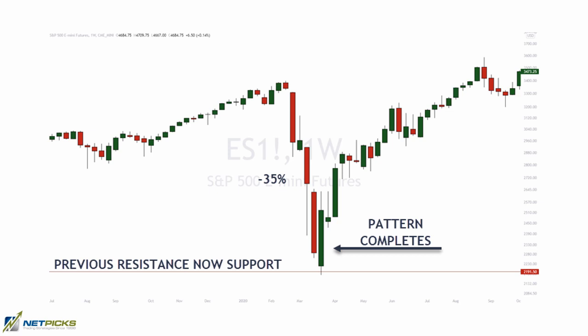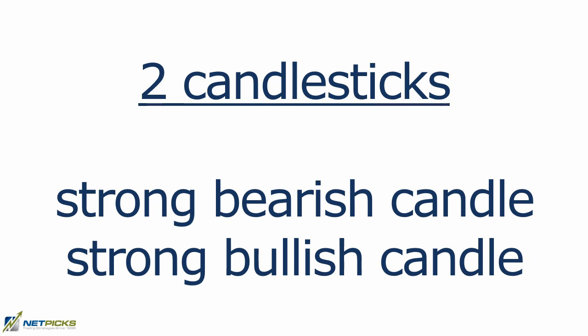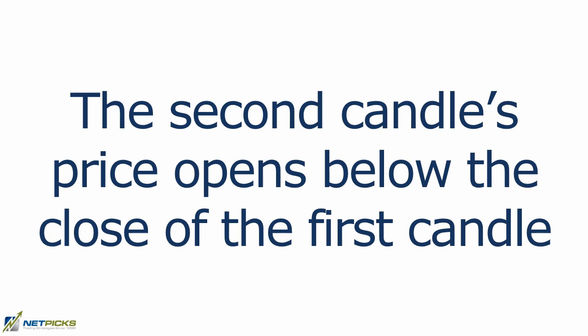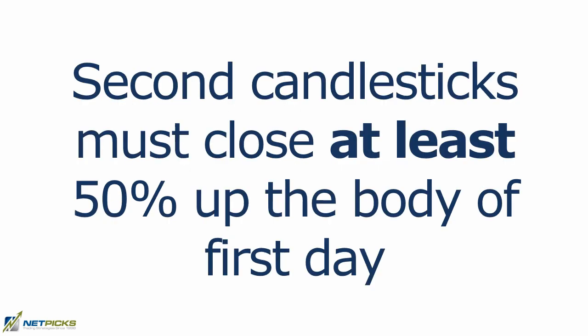Some key takeaways, right? It's a simple pattern, but I personally find it powerful as a bullish reversal signal when you find it in the right context. We have two candlesticks. The first is a strong bearish candle. The second is a strong bullish candle. The second candle's price must open below the close of the first candle. The second candlestick must also close at least 50% up the real body of the first day.